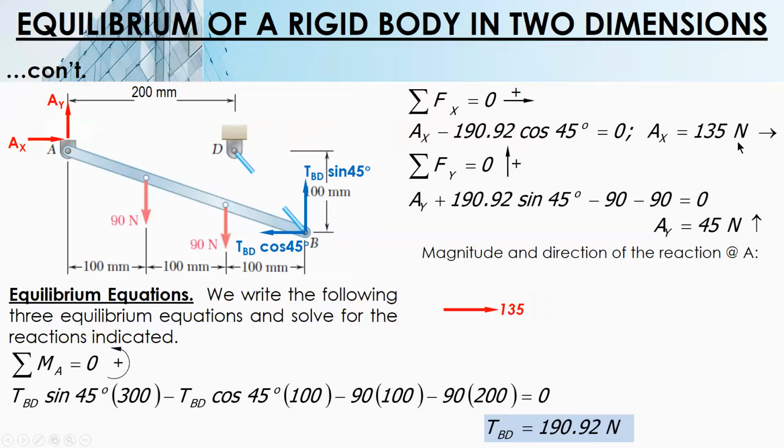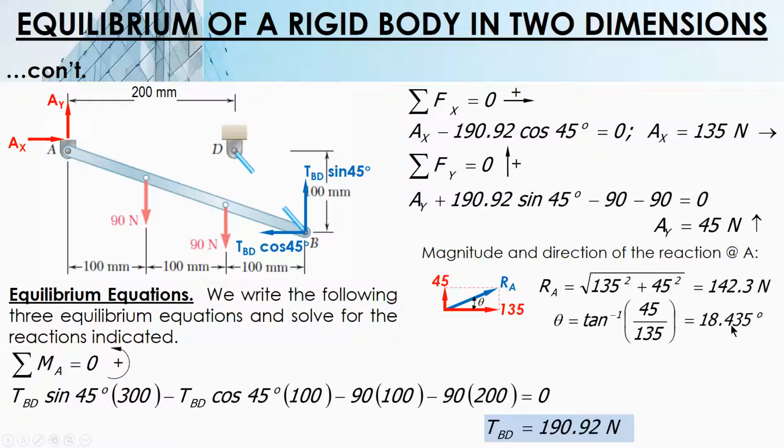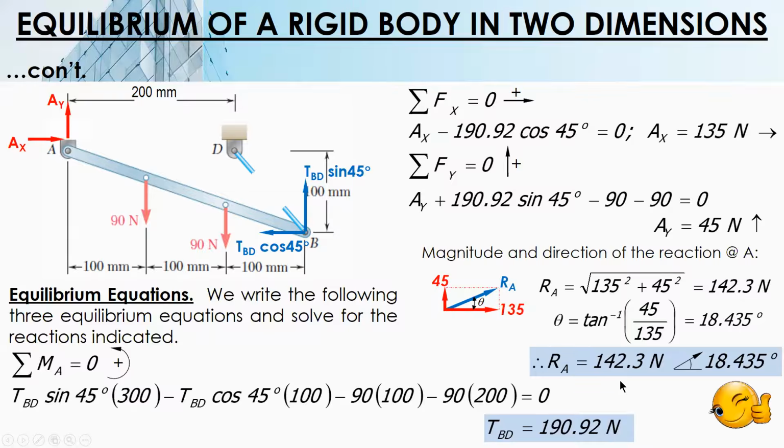You plot 135 and then 45. Diagonal is magnitude and then angle. Same with the other problem. Magnitude and direction. Therefore, this is our RA. 142.3 and then direction.